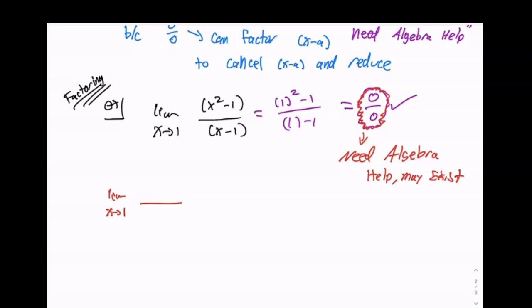X plus 1, X minus 1. Perfect. This is called the difference of squares, and the answer is the conjugates: X plus 1 times X minus 1.